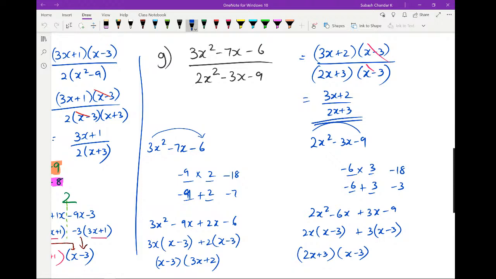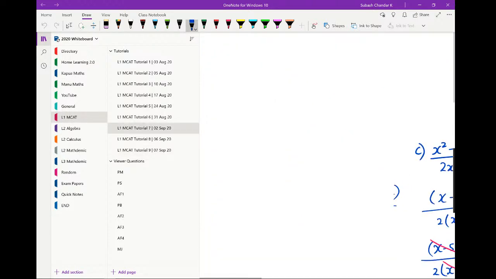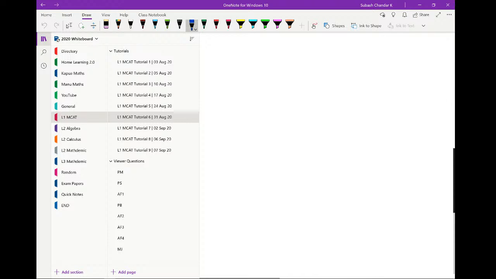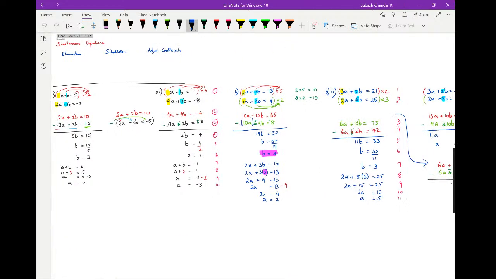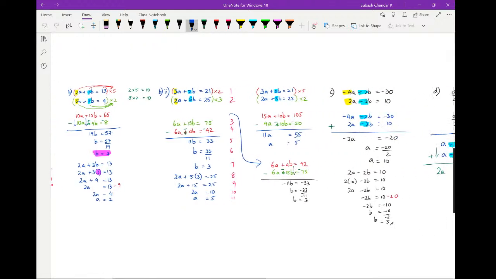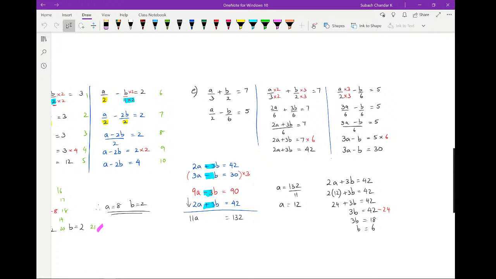Fractions, do you have anything where fractions are in simultaneous equations? Hannah, I believe I did some questions on that in number 7. No, number 6. No, number 5. Yeah, there you go. So if you go look up tutorial number 5, right towards the end, we did some simultaneous equations with fractions.